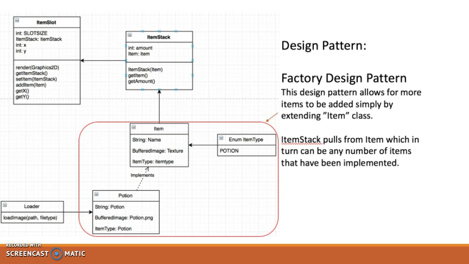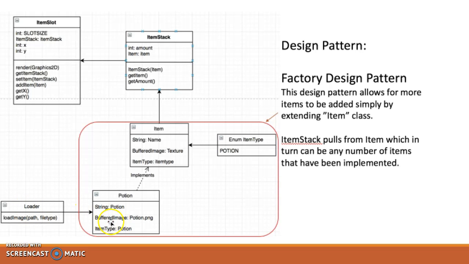So I started off creating an item class that all other items will be able to spawn from. And as you can see, I built in a factory design pattern because these items are going to feed into item stack, and item stack will feed into item slot. Now I want to point out some things. Loader here is handling the try catch that you need to have for images.